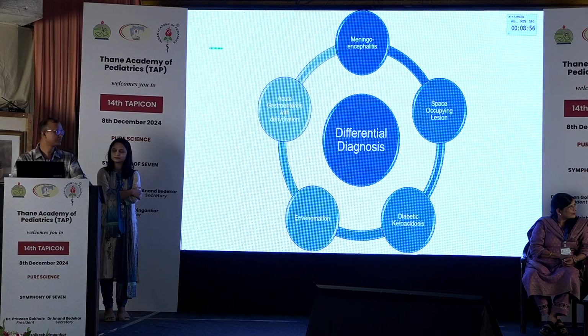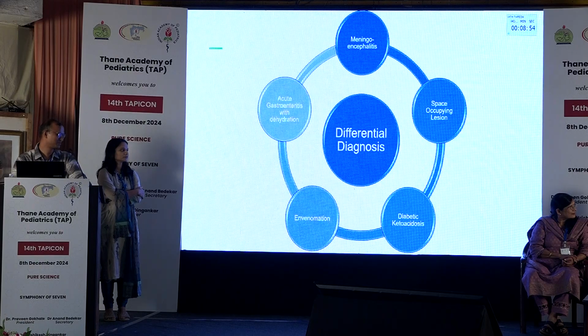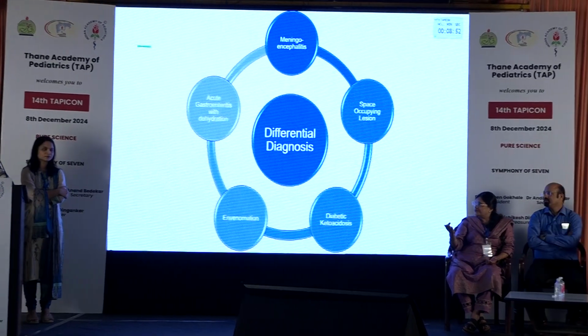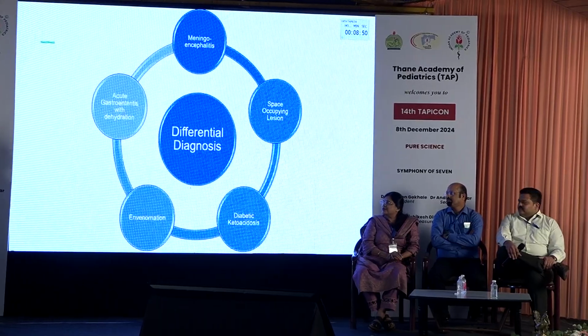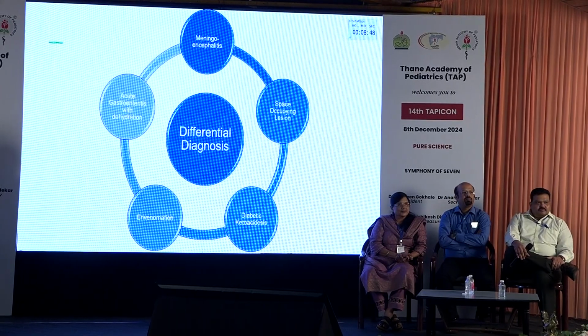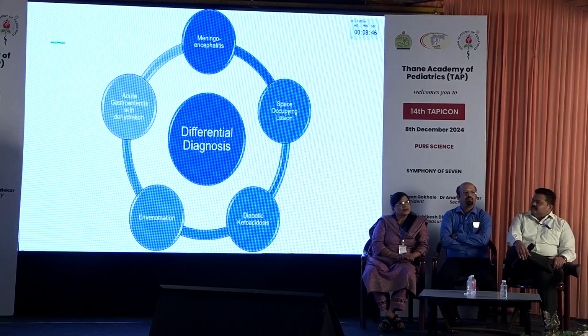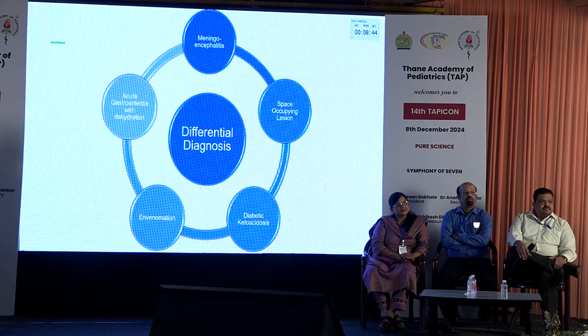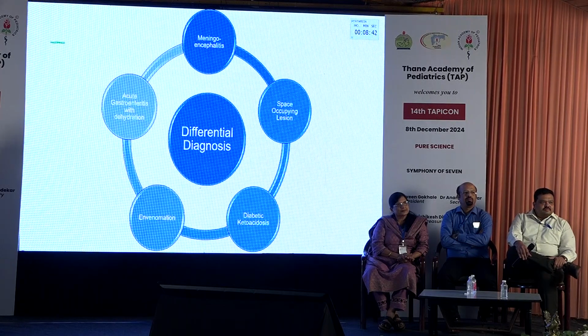Envenomation also can cause hypotonia. Your child has hypertonia. Yes. Upper limbs were normal. The reflexes also. Yes, sir.